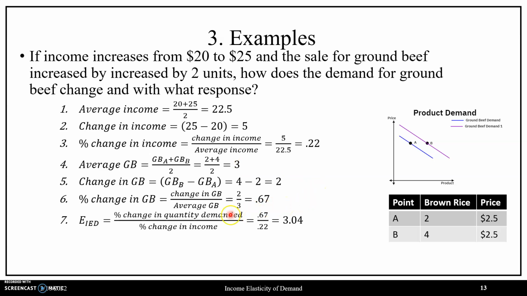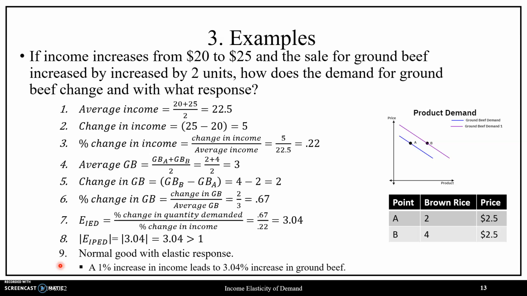So then when we put it all together and we divide our percentage change in quantity demanded for ground beef, 0.67, by our percentage change in income of 0.22, this gives us a value of positive 3.04. So with the positive value, we know that we have normal good, and if we were to take the absolute value, we still have a positive number, and when we compare that to 1, it's strictly greater than 1, so we have a normal good with an elastic response type, where in terms of the interpretation, this means that a 1% increase in income will lead to a 3.04% increase in quantity demanded for ground beef.